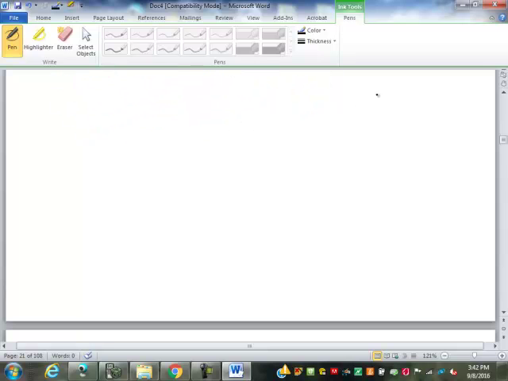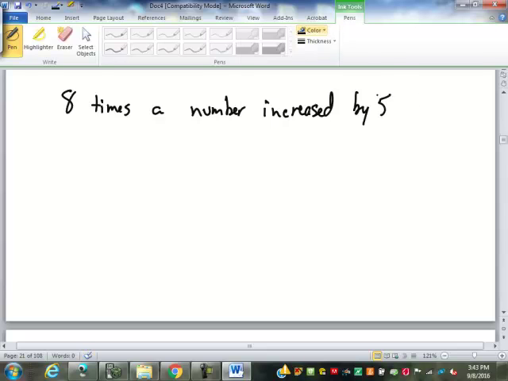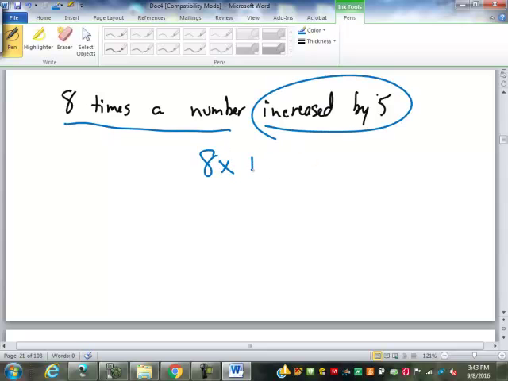So that was just a little bit of a review of our working with the variables. And you remember one of the other things we did was we worked with phrases like 8 times a number increased by 5. What did we do with that? What did that become? 8 times the number will be 8x, or 8 times x. Increased by means we add 5, so plus 5.